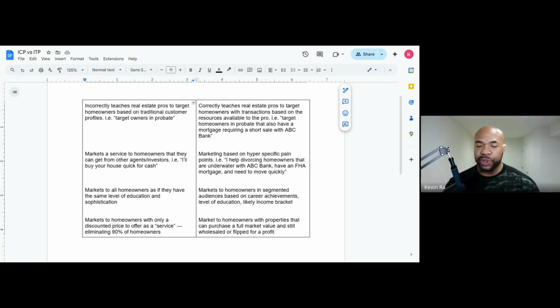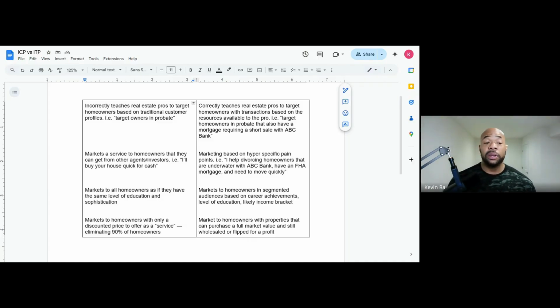And so take that from an ICP profile, and now let's look at what an ITP profile would look like. It's going to say, okay, my marketing says I help divorcing homeowners that are underwater with ABC Bank, have an FHA mortgage, and need to move quickly. So you see the difference between that general ICP-based audience. Oh, I'm going to send 5,000 letters to people who have a house in this zip code. Oh, I'm going to send 5,000 letters to people that are in foreclosure.